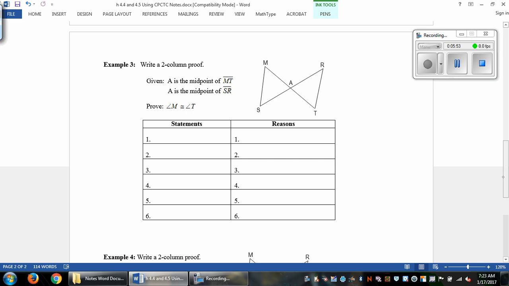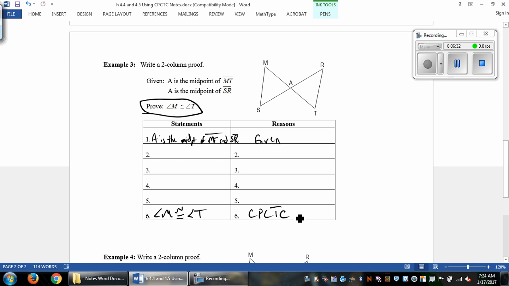Okay, next proof here, we've got A is the midpoint of MT and SR. So what we're going to do is combine that into one given, since it's pretty much saying the same thing. So we'll say the midpoint of MT and SR, given. And once again, here's our proof. M to T, not a triangle, so it must be CPCTC.